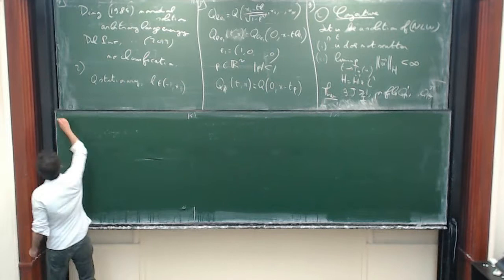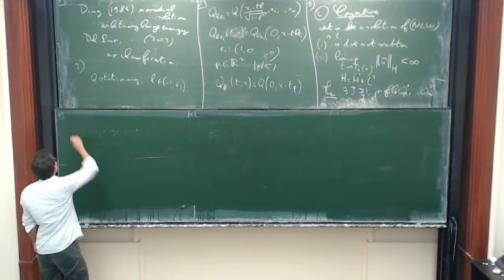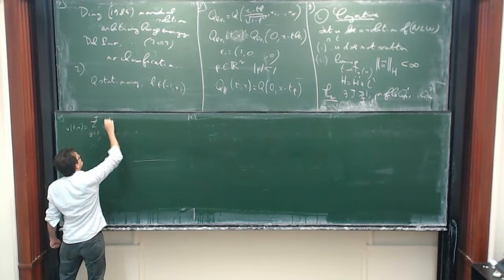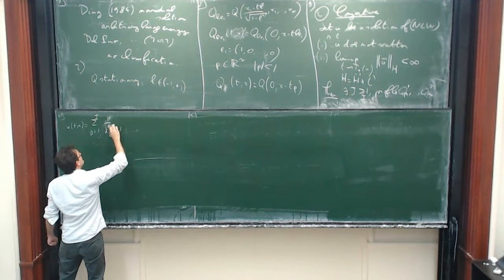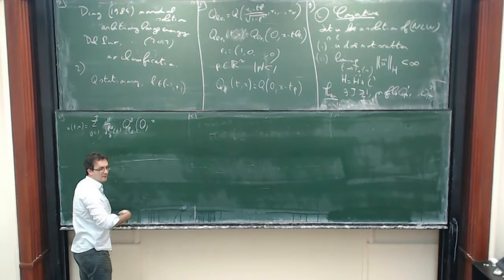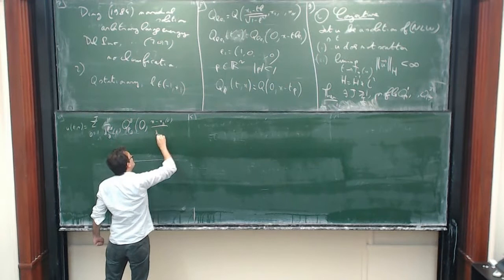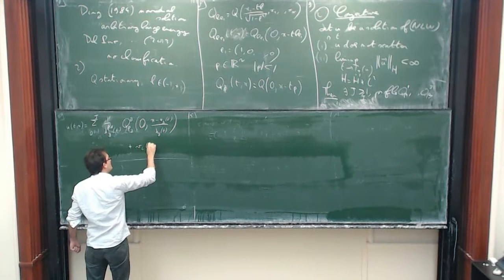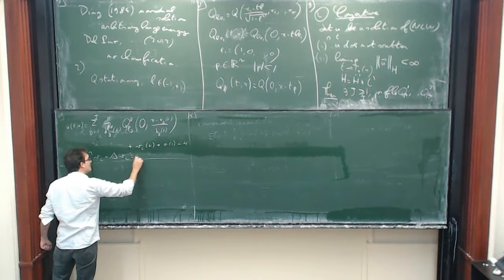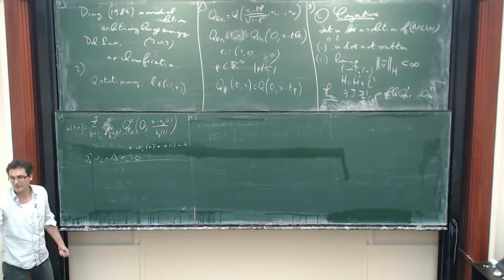So there exist profiles such that u of t, x is the sum of these profiles with some scaling parameter lambda_j of t to the power minus n over 2 plus 1, Q_pj. I will put all the displacement in the x variable for some commodity reason, plus v_L of t plus a small o of 1 in H. So what is v_L of t? It's a solution of the linear equation. And what are lambda_j of t and x_j of t? You imagine that they are parameters, where lambda_j is positive and x_j is in R3.